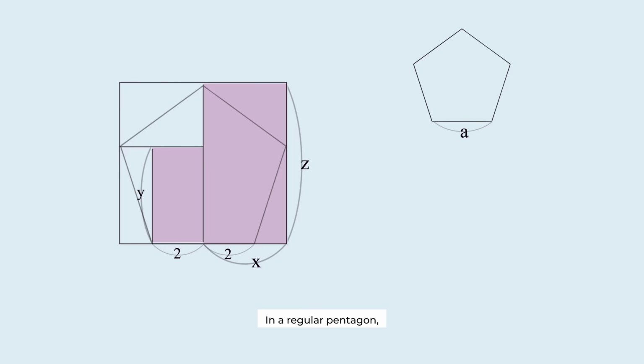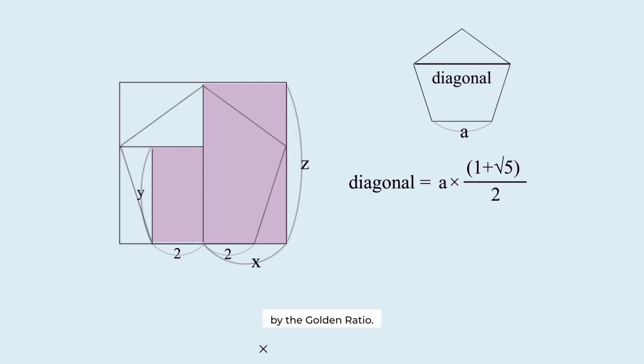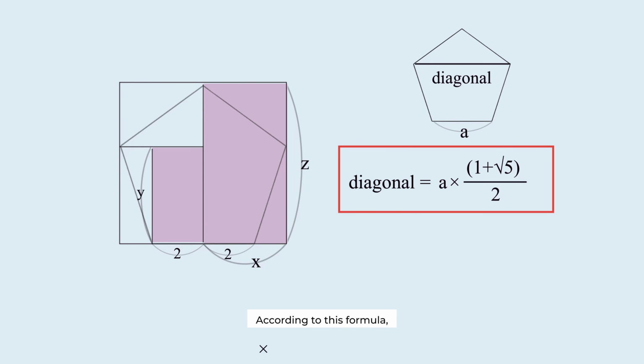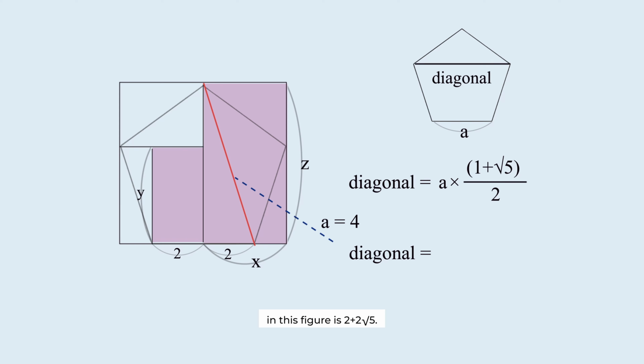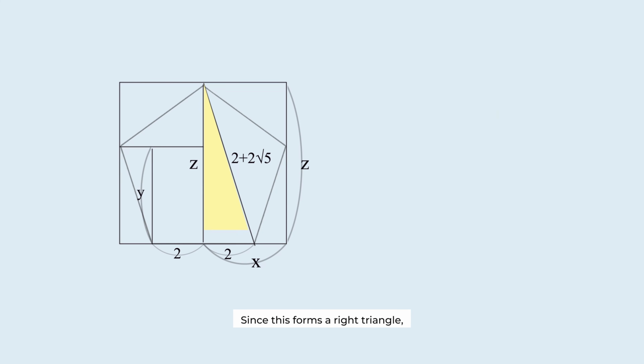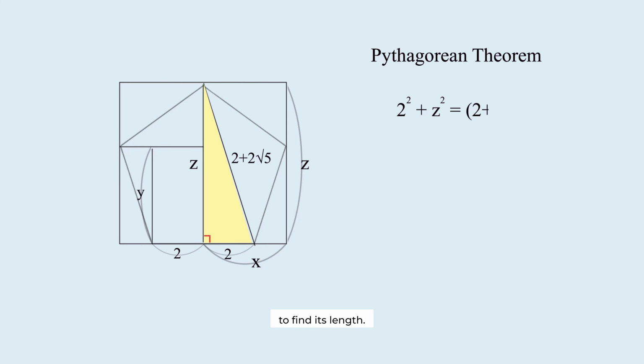In a regular pentagon, the diagonal length is obtained by multiplying the side length by the golden ratio. According to this formula, the length of the diagonal in this figure is 2 plus 2 root 5. Since this forms a right triangle, we can use the Pythagorean theorem to find its length. This is the length of this side.